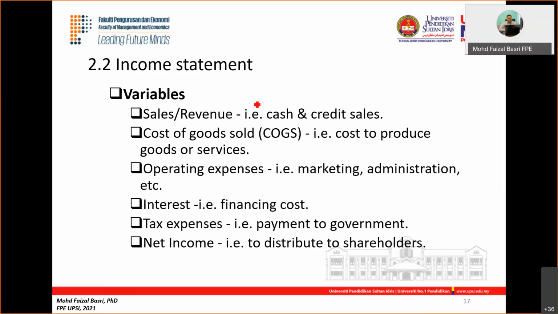Okay. So always on top for income statement, dia akan starts with either sales or revenues. Okay, sales or revenues, depending on companies punya operation lah. Some companies that involve in selling goods, okay, usually they will put sales. Okay, but for companies that don't have goods but they sell services, for example, they will put revenues. Okay, but sometimes they use these two interchangeably.